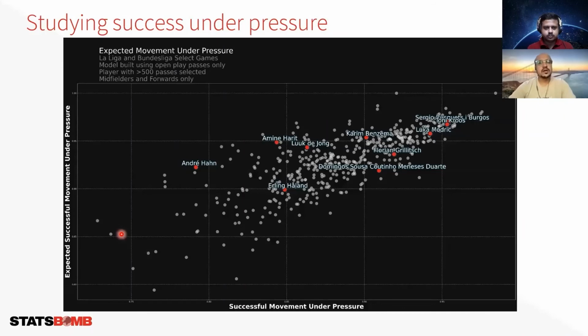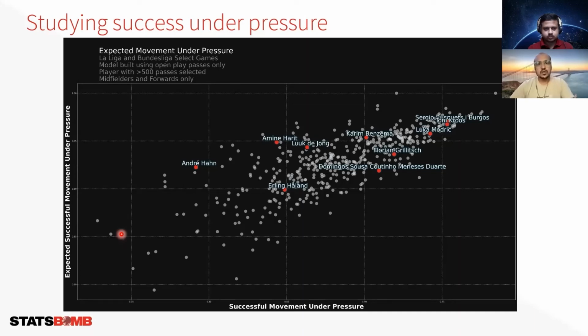So essentially, this is the output of the model, where we are measuring success under pressure against expected success under pressure. And we've restricted it to players who are forwards or midfielders, not defenders, because defenders generally tend to pass forwards even if they're under pressure or not. So like we talked about, putting the ball long or performing the clearance. So those sort of actions get filtered out.